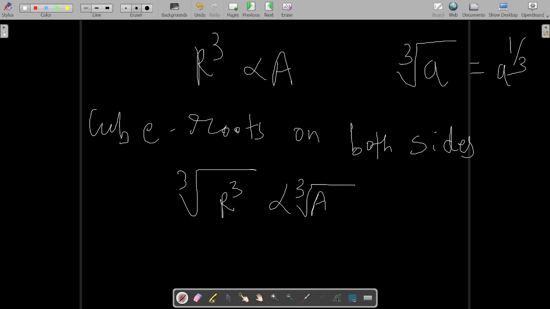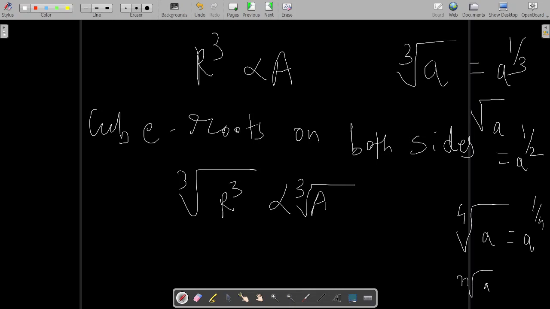Okay, and similarly square root of A is equal to what? A to the power 1 by 2. Similarly, fourth root of A, what is it equal to? A to the power 1 by 4. And nth root of A, what is it equal to? It is equal to A to the power 1 by n.